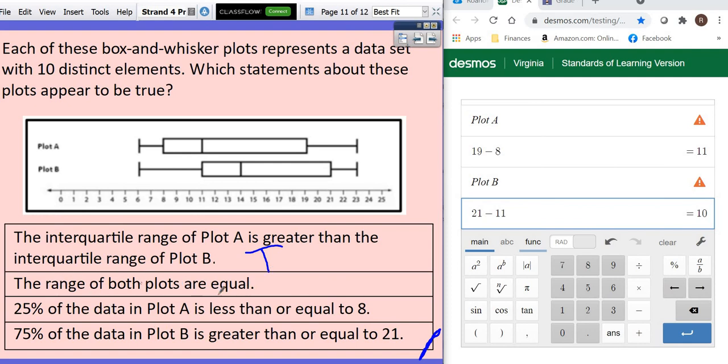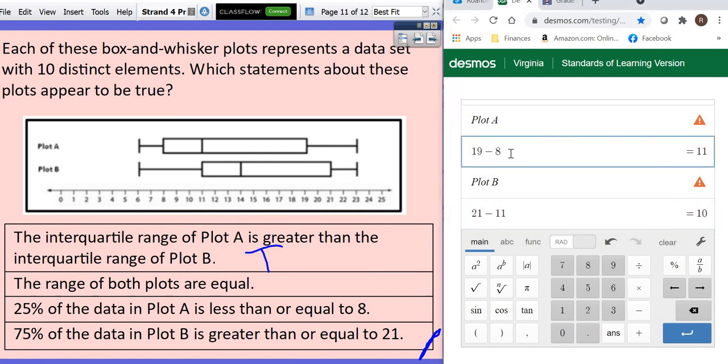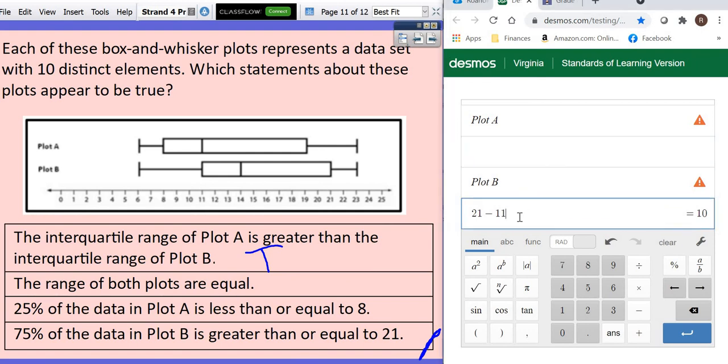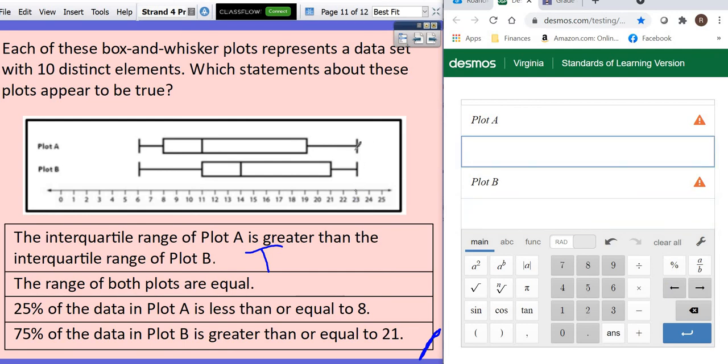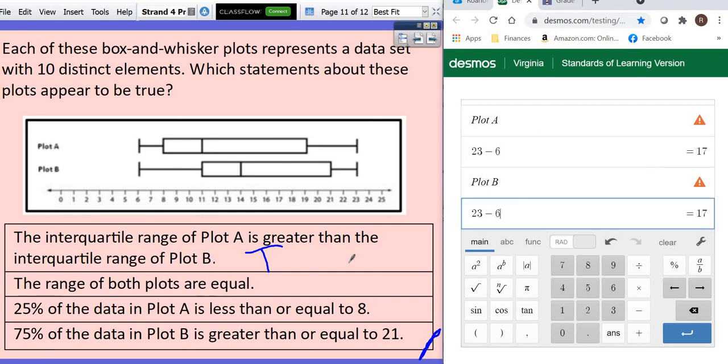Now, it says the range of both are equal. Range means upper extreme subtract lower extreme. So for plot A and B, the upper extremes are both 23. So I'm going to put 23 minus and 23 minus. Then the lower extreme for A and B are both 6. This is very interesting. Okay, so they're both 17. The range of both plots are equal. Again, that is true. They are. Alrighty, now let's see what the next one says.